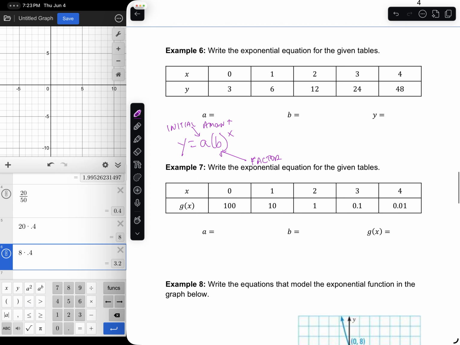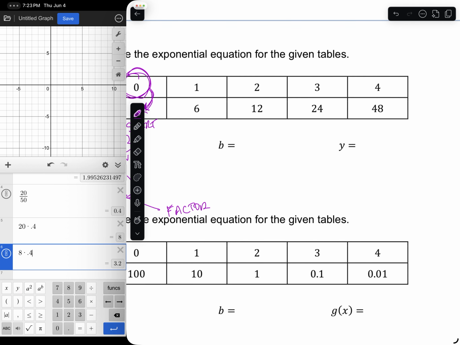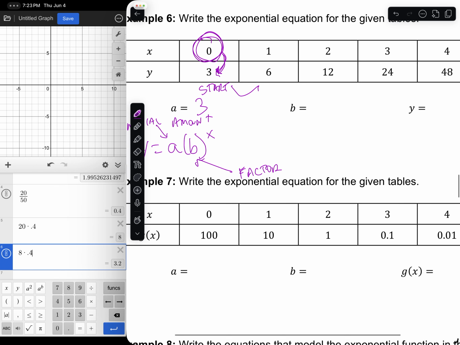How do you identify the initial amount? You're looking for when x is 0. Once you know x is 0, the starting amount or initial amount is that y value. So 3 is my starting amount or initial amount. So my a is 3. My b is my factor, and factor is what you multiply by each time. So again, it looks like it's times 2, times 2, times 2. So I have a factor of 2.